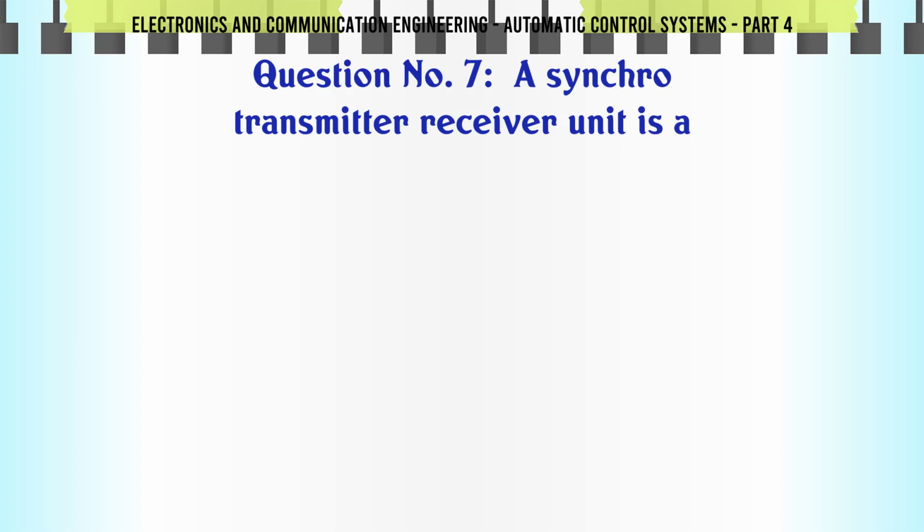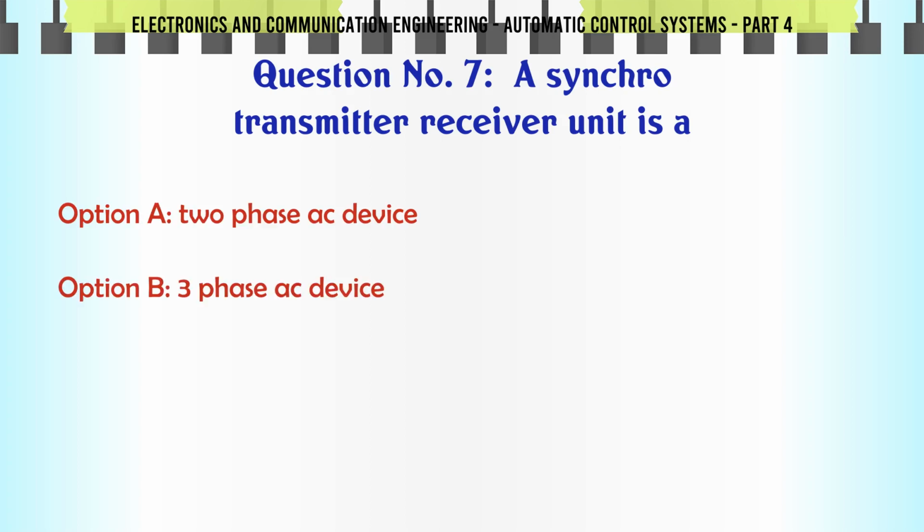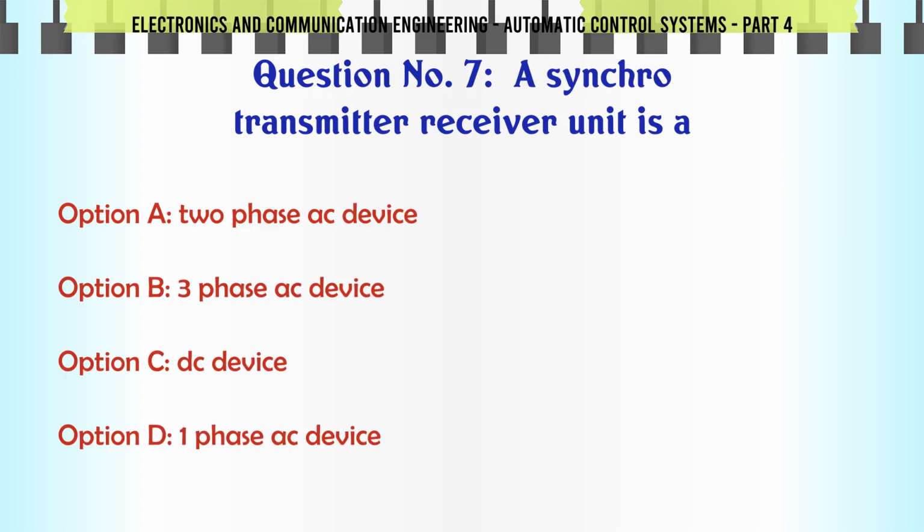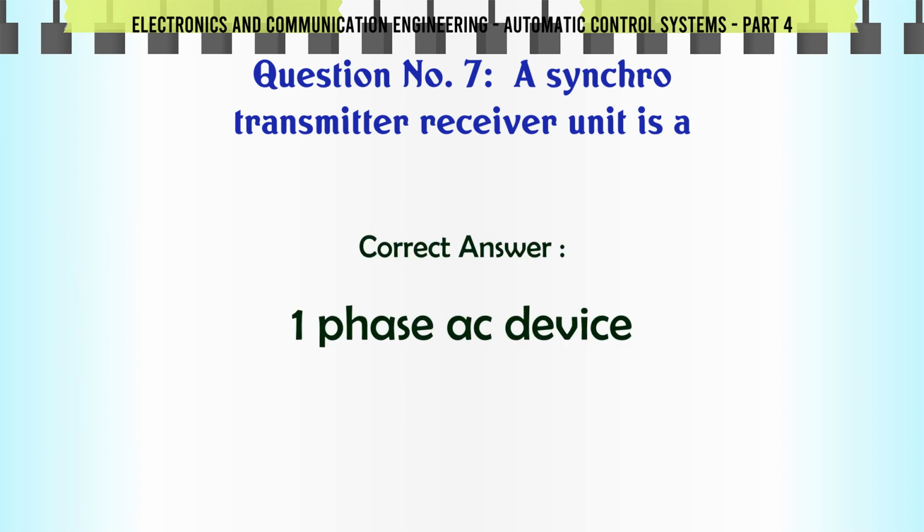A synchro transmitter receiver unit is A. 2-phase AC device. B. 3-phase AC device. C. DC device. D. 1-phase AC device. The correct answer is 1-phase AC device.